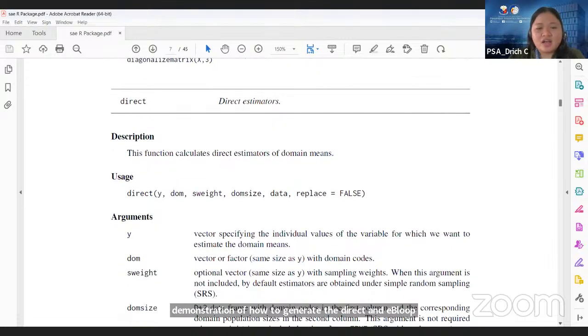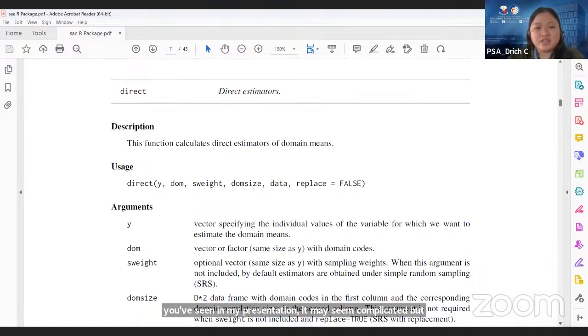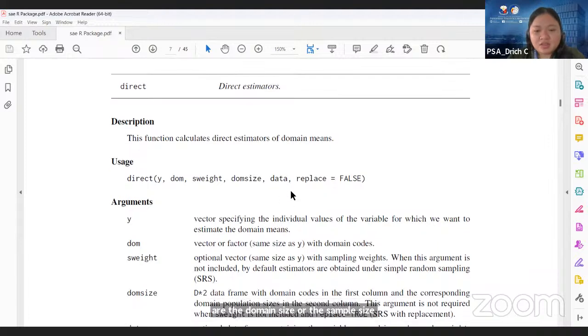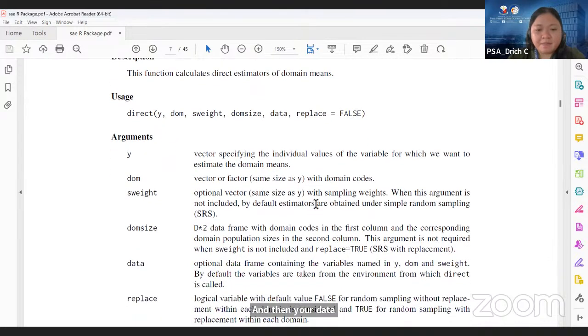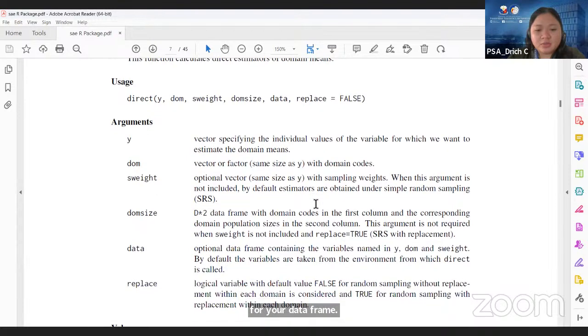For the direct estimate, as you've seen in my presentation, it may seem complicated, but the direct estimation is pretty straightforward in this R package. This just calculates the direct estimators of the domain mean. You just have to identify your Y or your variable of interest, your domain codes, your survey weight, the domain size or the sample size, and your data frame, and then the logical variable with a default value for random sampling without replacement, and true for random sampling with replacement if that's your survey design.